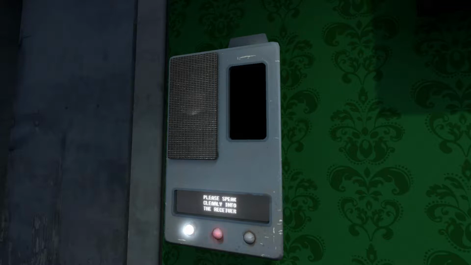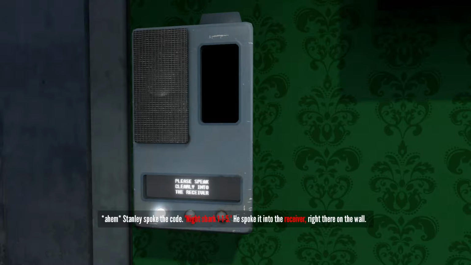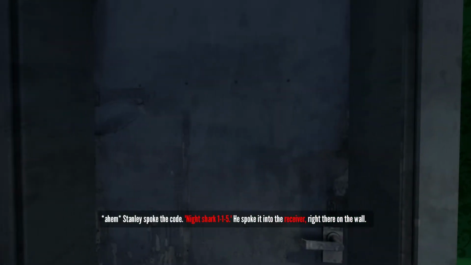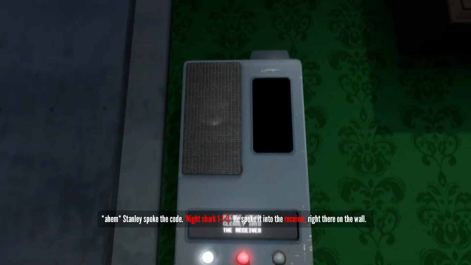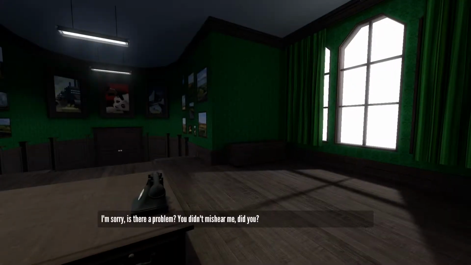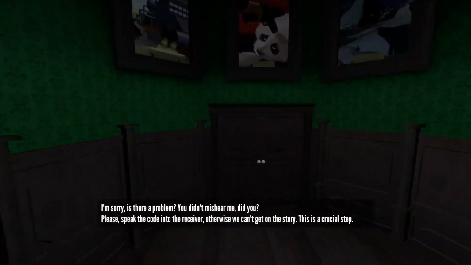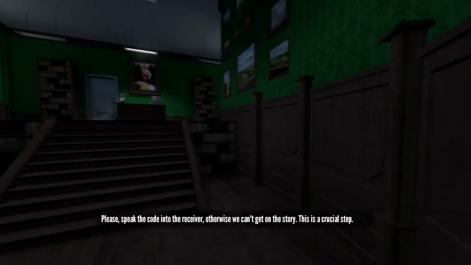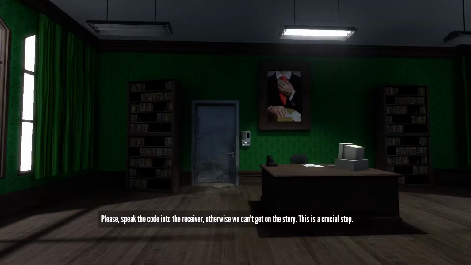Are you gonna speak, Stanley? Hello? Stanley spoke the code. Night Shark 115. He spoke it into the receiver, right there on the wall. Night Shark 115. I'm sorry, is there a problem? You didn't mishear me, did you? Please speak the code into the receiver. Otherwise, we can't get on with the story. This is a crucial step.